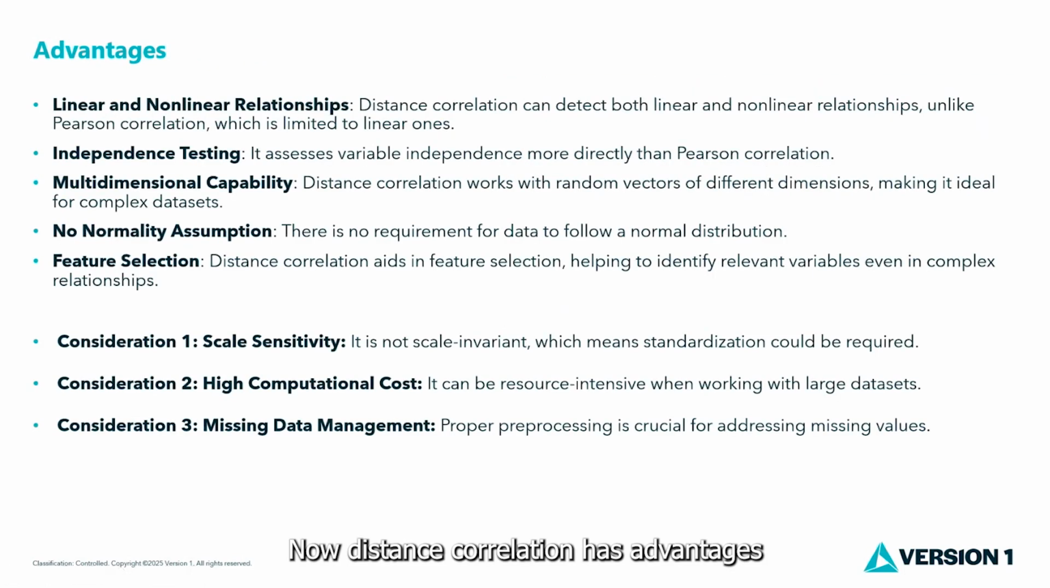Now, distance correlation has advantages. It can detect linear and nonlinear relationships. It also assesses variable independence more directly than the Pearson correlation. Distance correlation works with random vectors of different dimensions, making it ideal for complex data sets, and there's no requirement for the data to follow a normal distribution. Also, you can, if you want, use it for feature selection. It could help you identify relevant variables even in complex relationships.